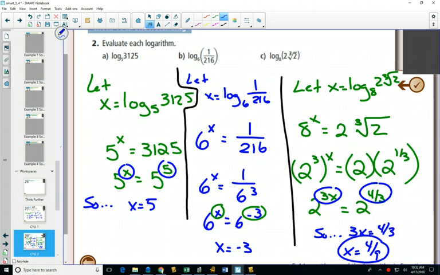So this is really good, especially for your quiz on Thursday, because after changing it to exponential form, this is the same technique that we used to solve for x in exponents. So I'd like you to try 4, 7, and 9.